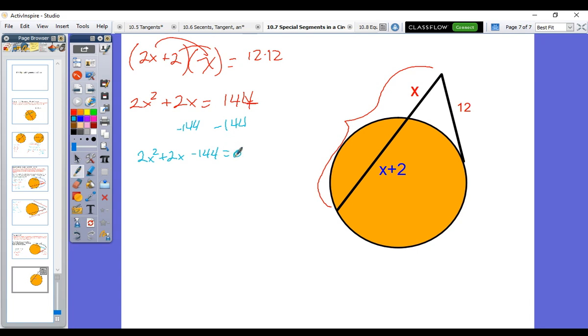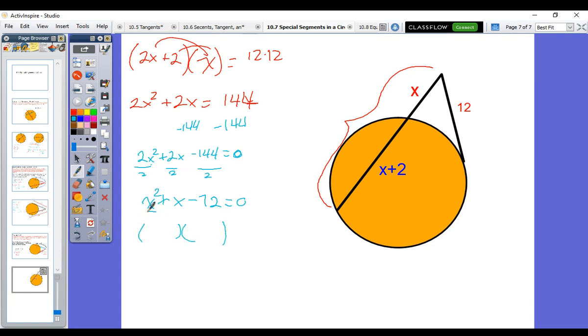You guys remember from Algebra 1, we learned how to factor these trinomials. First things first, let's reduce everything. Let's divide everything by 2, to give ourselves smaller numbers. In doing so, we got x squared plus x minus, what is that, 72? Yeah, equals 0.